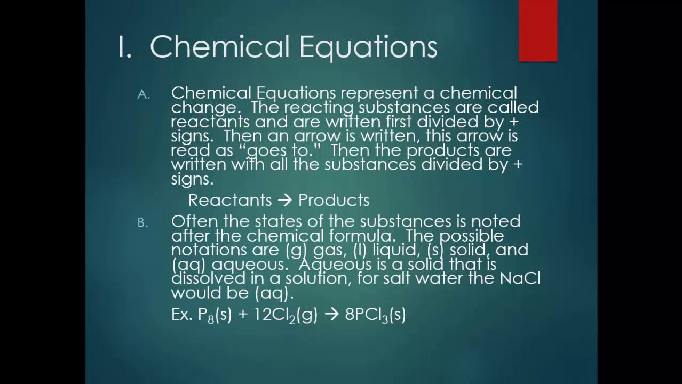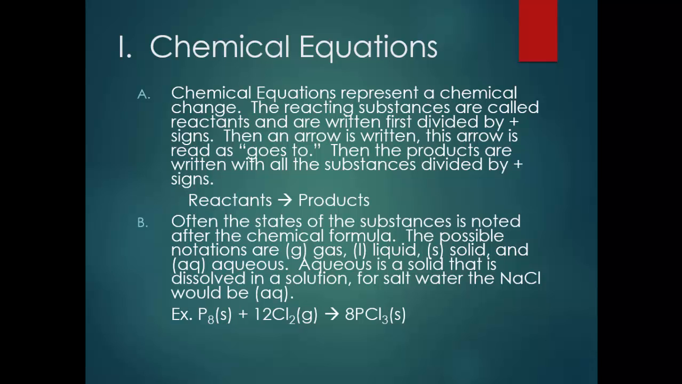So here's an example of a chemical equation. We have phosphorus, and it's reacting with chlorine and creating phosphorus trichloride. You'll notice the phosphorus is a solid. Remember, phosphorus comes in 8s. And the chlorine is a gas. Remember, chlorine comes in 2s. And it combines in this ratio of 1 to 3.